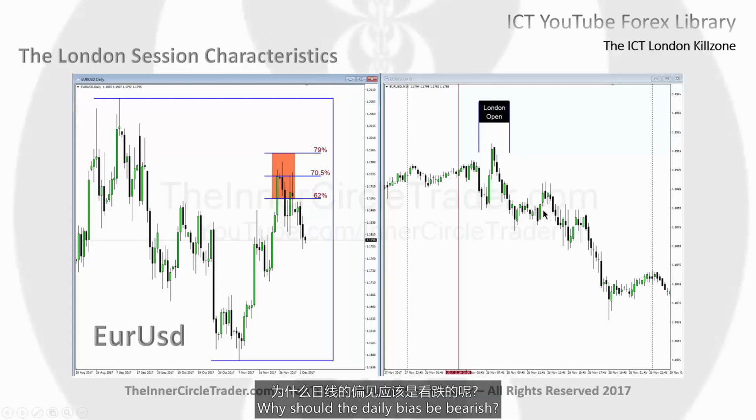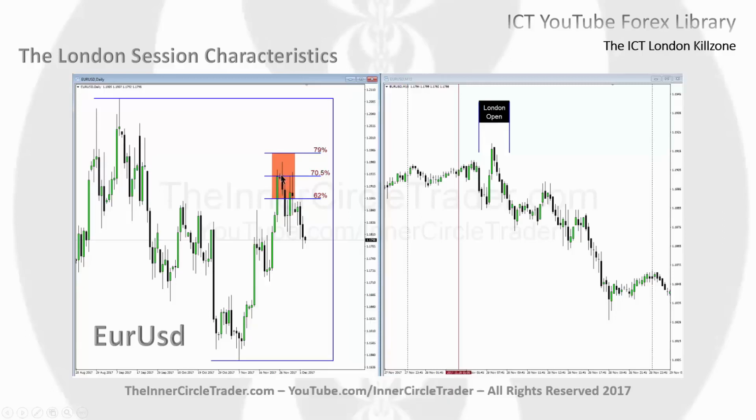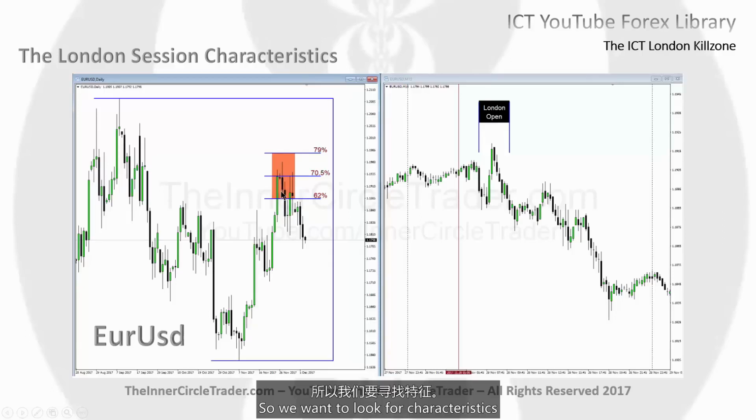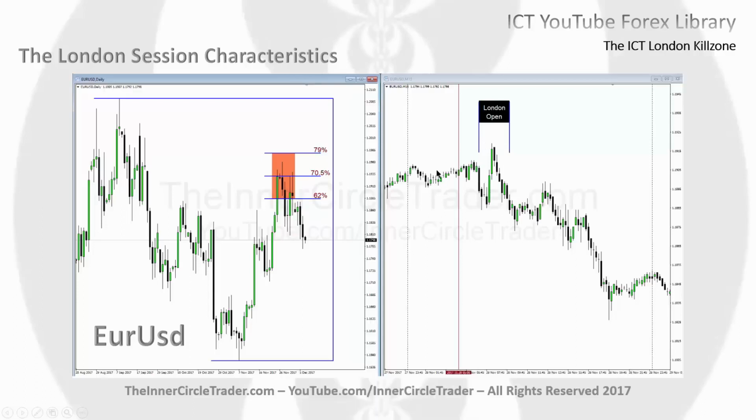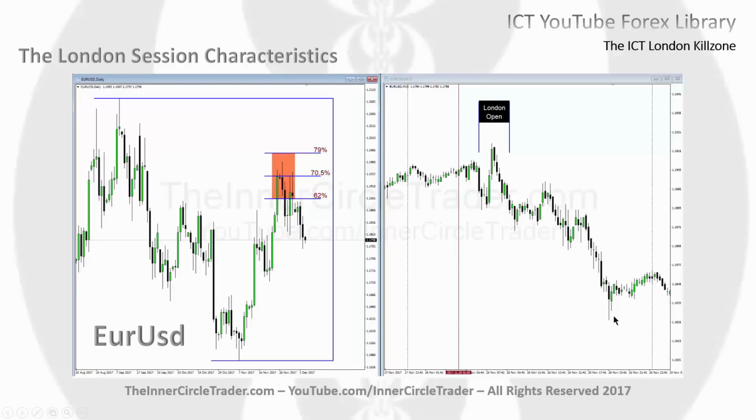Why should the daily bias be bearish? Because it's been going bullish here. Well, we traded into an area of optimal trade entry, and we got one candle showing a willingness to reject and go lower. So we want to look for characteristics like we're seeing here, the open, and then rally above. We can look to be a seller there after it takes equal highs out. So we have a Candyland buy stop liquidity pool. Okay, runs up, knocks the stops out, and then trades aggressively lower. Creates the low of the day. It comes off the low of the day and trades at or near the low.